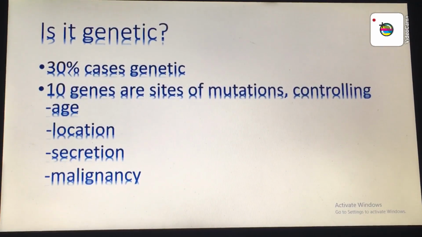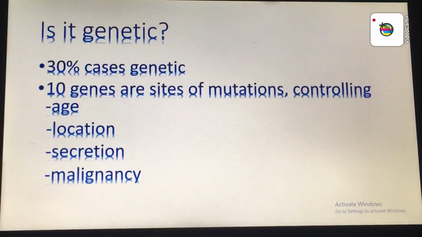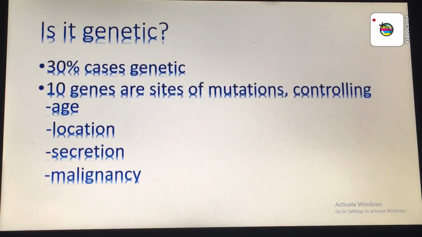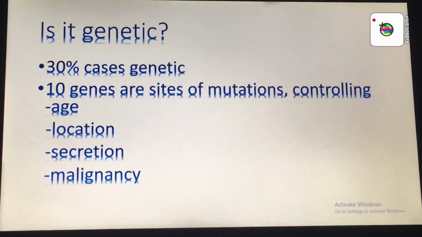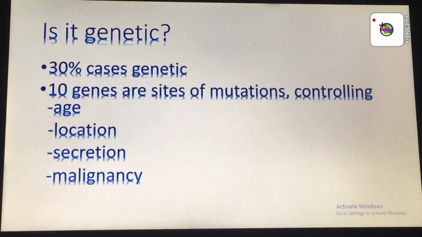found that 10 genes are sites of mutation, and these genes control the age of this tumor and its location, whether it is inside the adrenal medulla or outside it, the different secretions of adrenaline, noradrenaline, dopamine and DOPA, which are the catecholamines, and the malignancy. It may be cancerous and it may be non-cancerous.